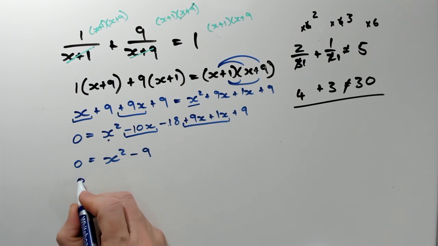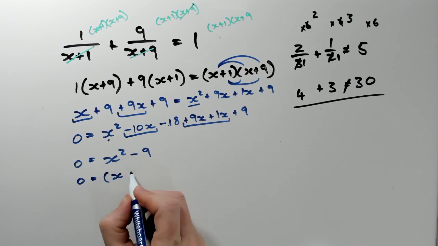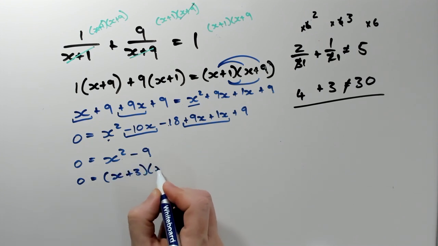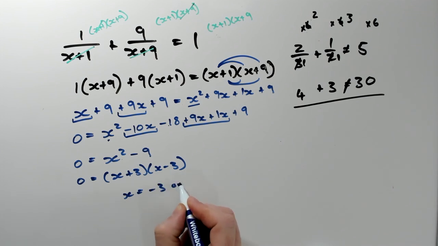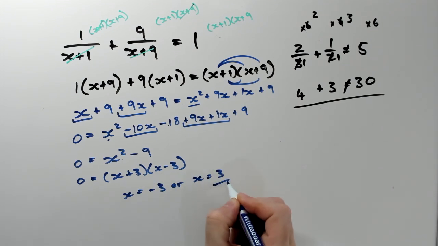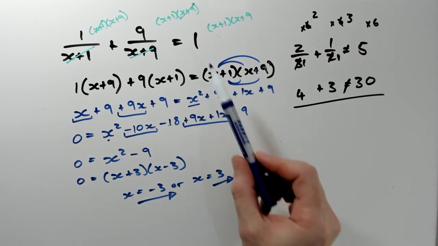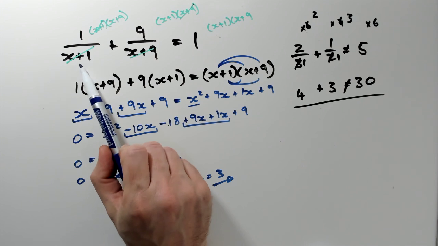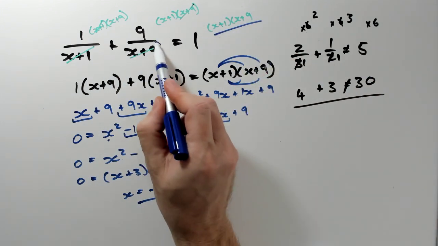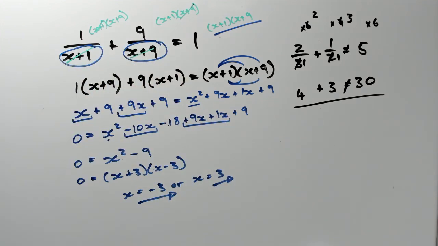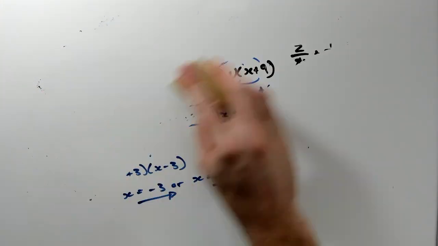Oh, very convenient. Difference of squares. And I actually know already what's going to happen here, but it's x plus 3, x minus 3. So x is going to be either negative 3 or x is going to be 3. Okay, simples. So the trick here is kind of removing the fractions by multiplying. Okay, cool. Let's take a look at our next question.